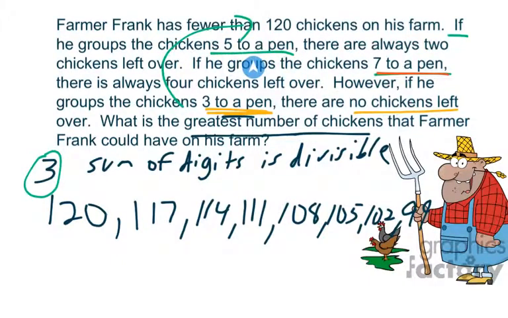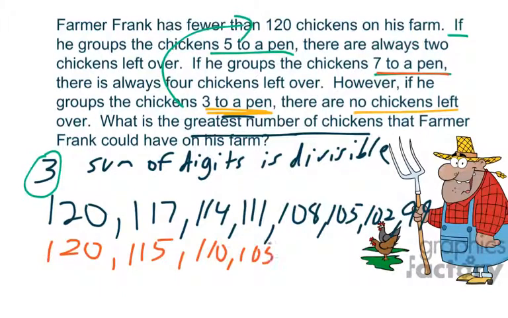So if it's 5 to a pen, it says there are always 2 left over. Well, I know that 5 ends in either a 0 or 5. So I know that 120 ends in 0. So 120 is a multiple of 5. 115 is. 110 is. 105. But notice it says there's always 2 left over. So that means we're adding 2 to that. In other words, it's an extra 2. So I'm just going to add 2 to both of those numbers.